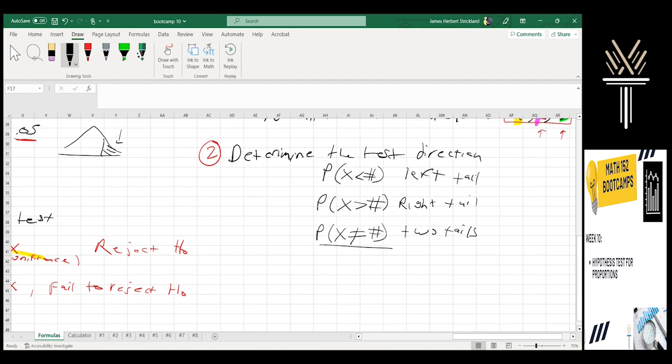The reason this one is considered two tails is that when you're simply saying not equal to, we don't know if you're talking about smaller or bigger. All we know is that it's not equal to. And so there's two possible ways it can go. And so whenever it's not equal to, it's two tails.